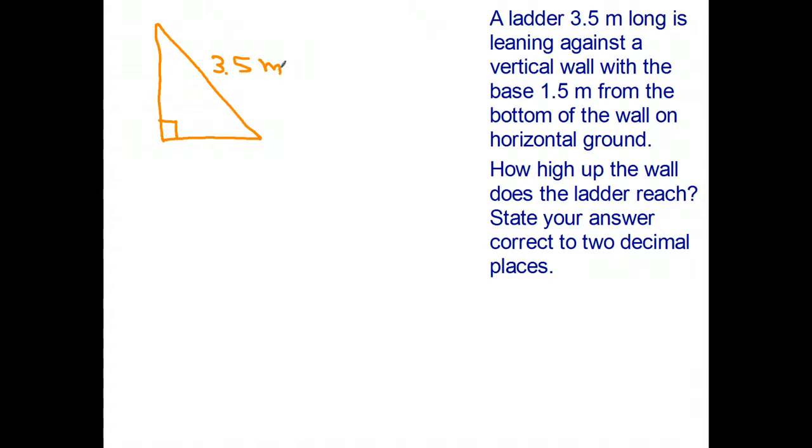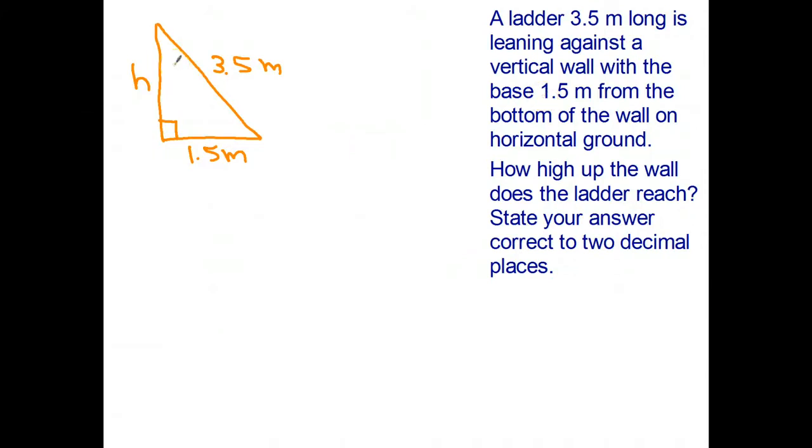The base of the ladder, which is there, is 1.5 meters from the bottom of the wall on the horizontal ground. So the 1.5 meters goes there. And the question is, how high up the wall does the ladder reach? So it's looking for that distance just there. So I'll call that h for height. Okay, so again, that's the tricky bit, is going from the words to the diagram.